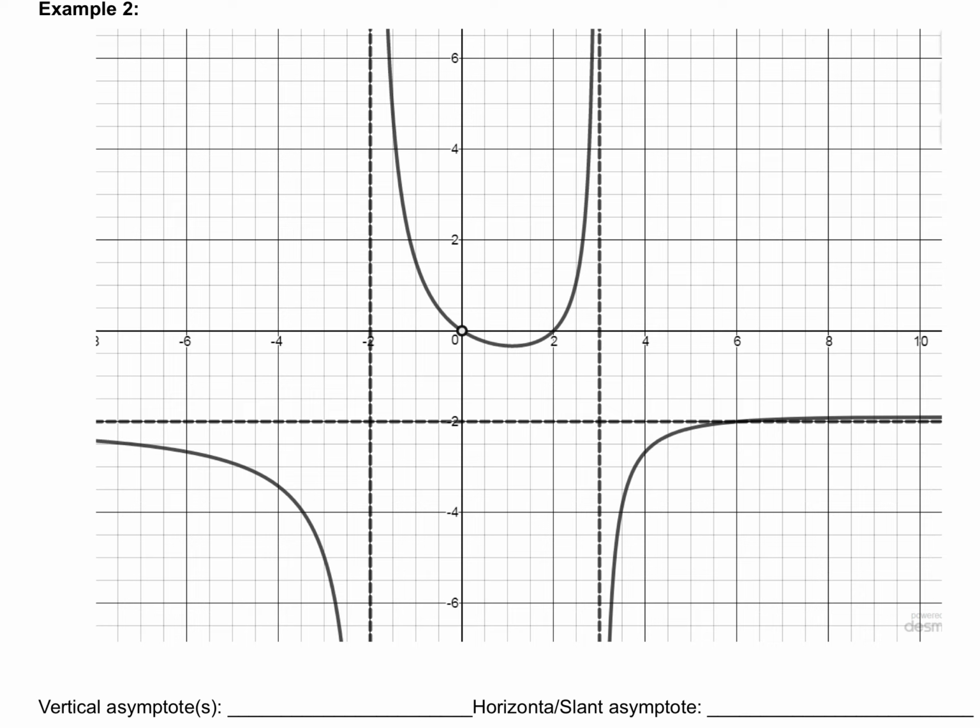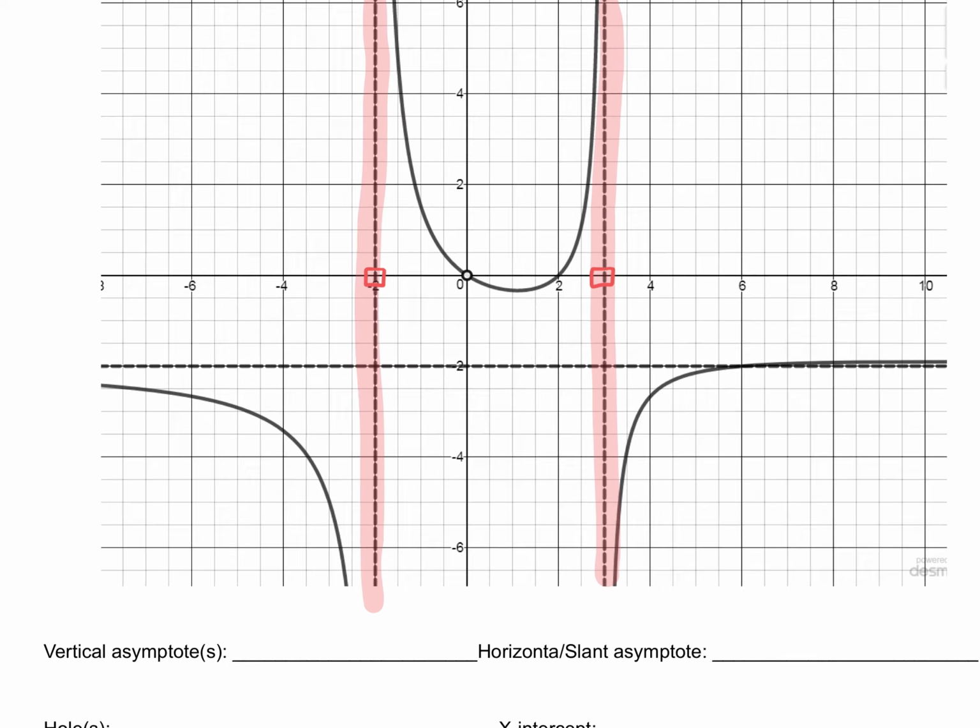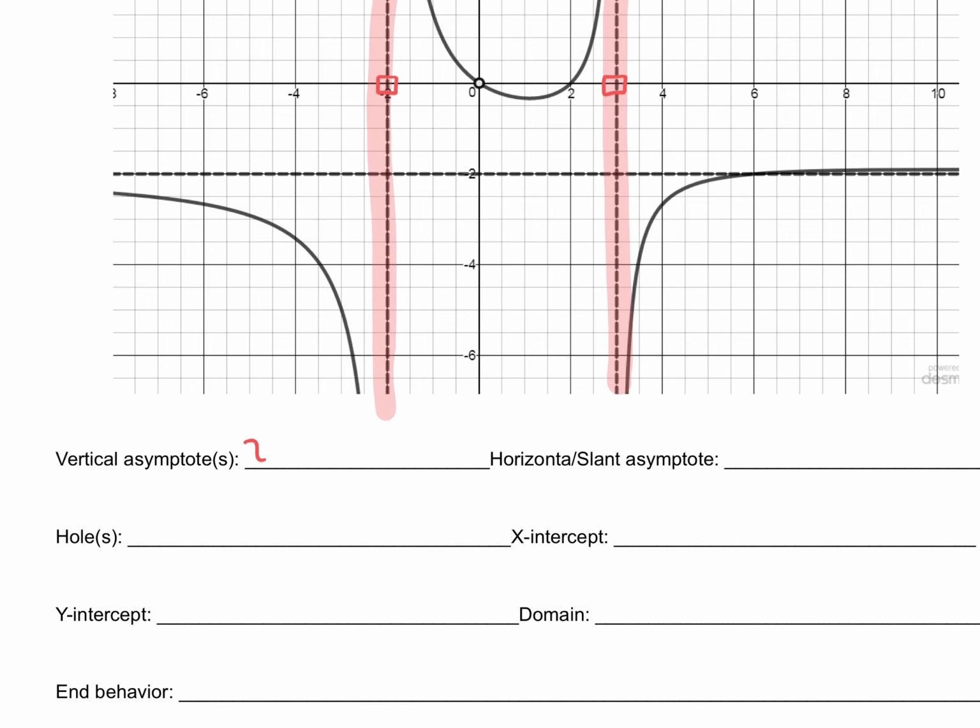So I'm going to start by looking for any of those vertical asymptotes, so any places where the vertical line is dashed. I've got 2 this time, and those 2 are at where x is equal to -2 and x is equal to 3. So my 2 vertical asymptotes are going to be when x is equal to -2, comma, and x is equal to 3. Those are the equations for my vertical asymptotes.